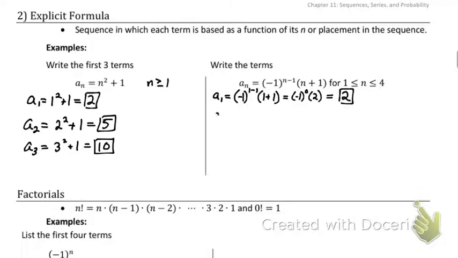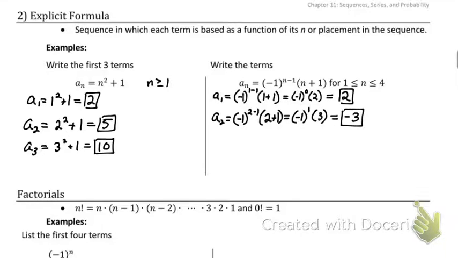All right, let's plug 2 in. 2 is going to be negative 1 to the 2 minus 1, and then we'll have 2 plus 1. That should come out to a negative 1 to the first. 2 plus 1 is 3. Just a reminder, negative 1 to the first is negative 1. So it's negative 1 times 3, which would be a negative 3.